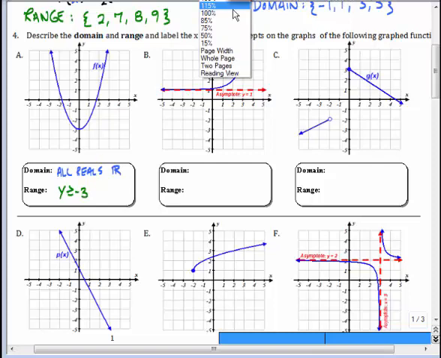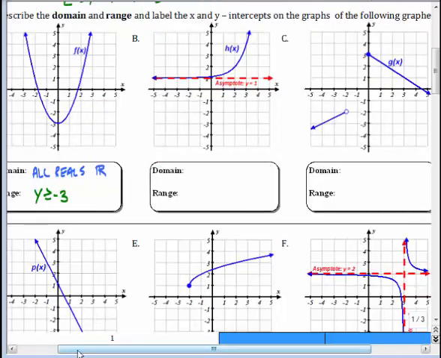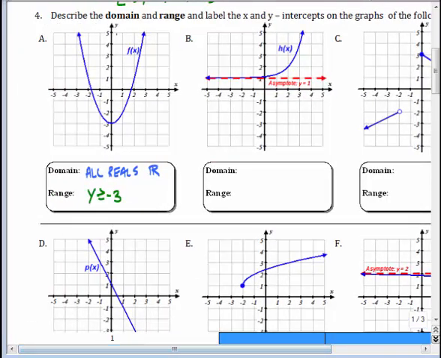Now there are some other ways we can say these. Let me see if I make this a little bit bigger. I can also use what's called interval notation. And interval notation is just a different way of saying the same thing. That right there is set notation. Interval notation, you're basically saying from negative 3 and up.